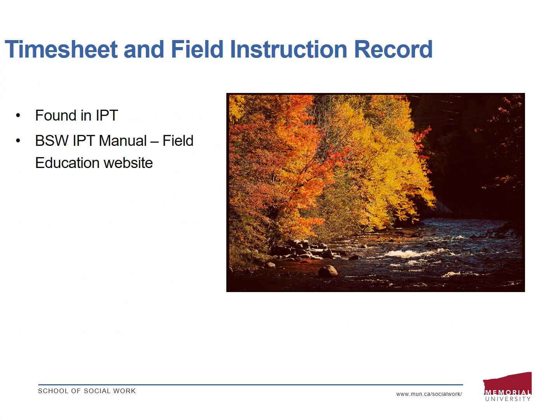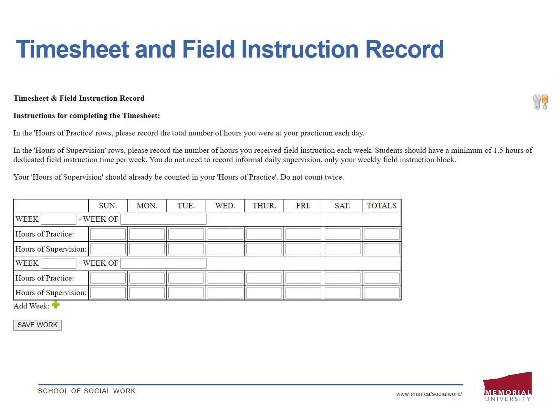The first type of recording students must do on their practicum is their timesheet and field instruction record, which is found in IPT. Additional information regarding IPT can be found in the BSW IPT manual, which is found on the field education website. Here's an example of what the timesheet and field instruction record looks like in IPT. We have asked students to follow the written directions carefully. Students will be recording their time in their practicum as well as their field instruction time with their field instructor each week. The text on the screen may look slightly different by September, but overall will be quite similar.